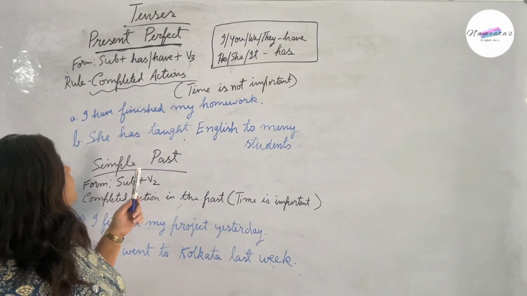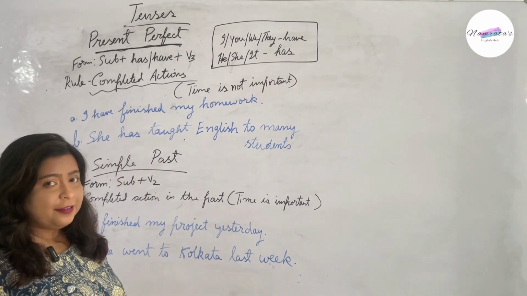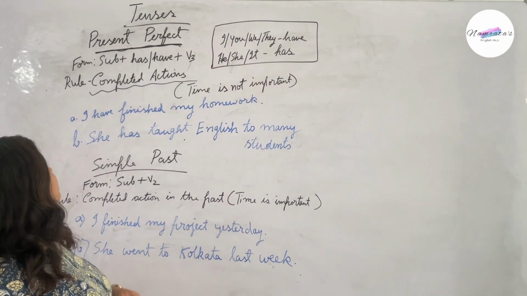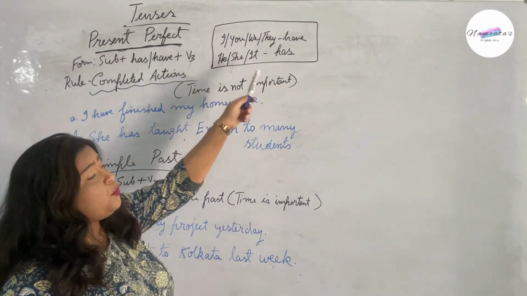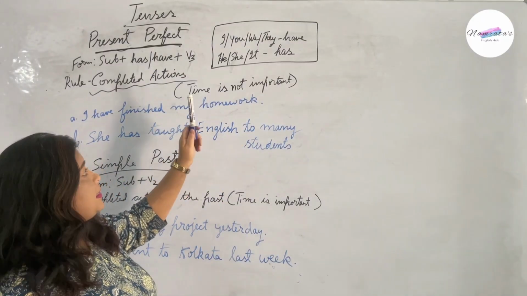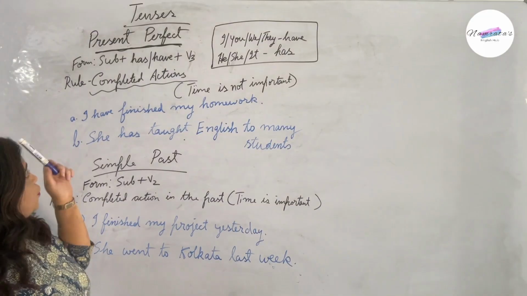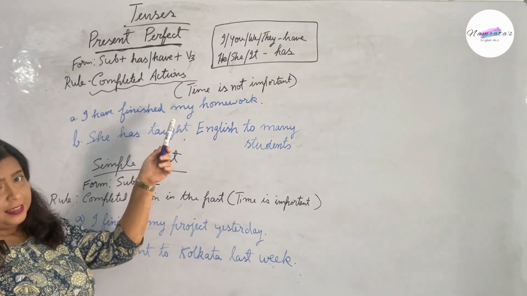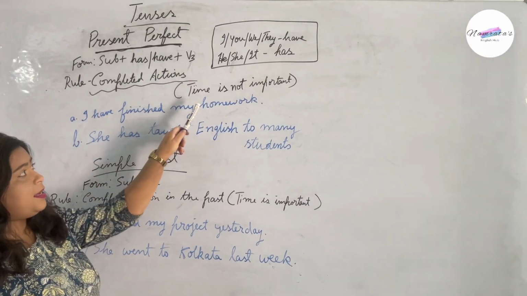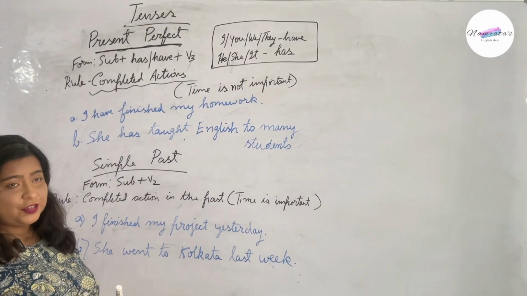Next is present perfect tense. Now in present perfect tense, we use subject, has or have, then V3. That means the past participle form of the verb. With I, you, we, they, we use have. With third person singular, that is he, she or it, we use has. Now the rule is completed actions. Completed actions in the past, but you have to remember the time is not important here. In present perfect tense, only the action is important.